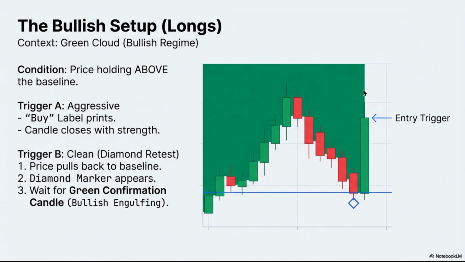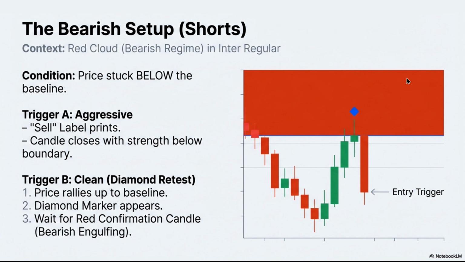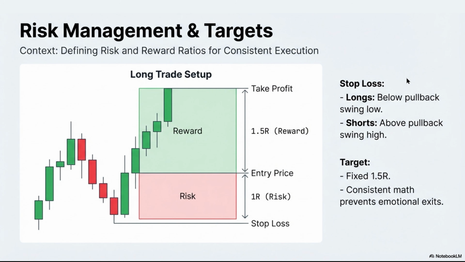When the cloud is bullish, you only look for longs. Best entry is a baseline retest with a diamond marker, followed by a bullish confirmation candle. Stop under the pullback. Target 1.5R. When the cloud is bearish, you only look for shorts. Best entry is a baseline retest with a diamond marker, followed by a bearish confirmation candle. Stop above the pullback high and target 1.5R. And if the system is flipping back and forth and strength is weak, you wait.